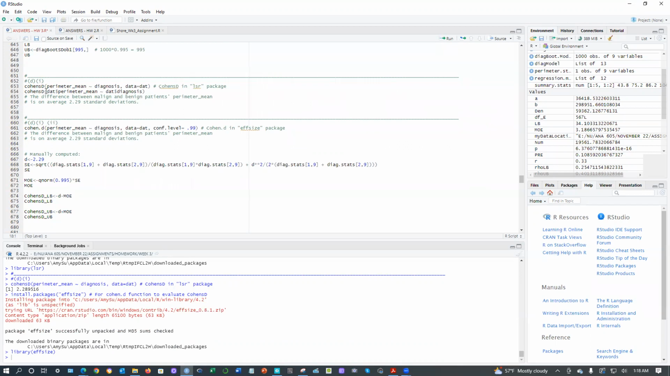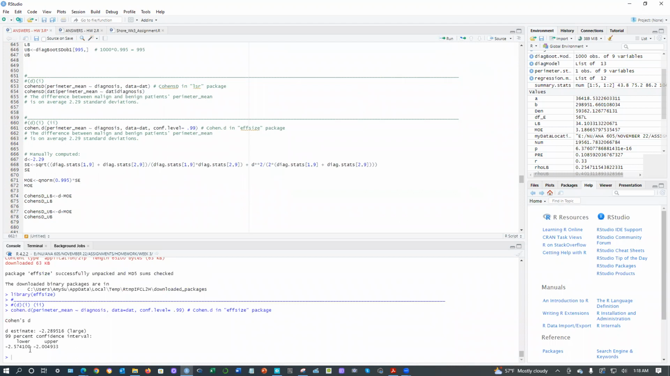Cohen's D here. I use the Cohen's D function, then the cohen.d. Let me see where this is going to be. For Cohen, part 2, I use the other formula. That works.